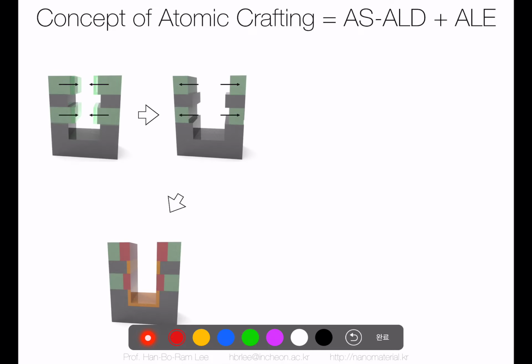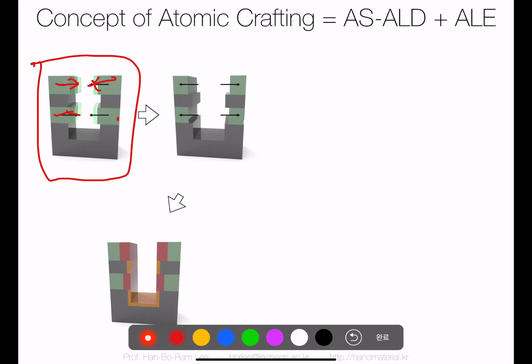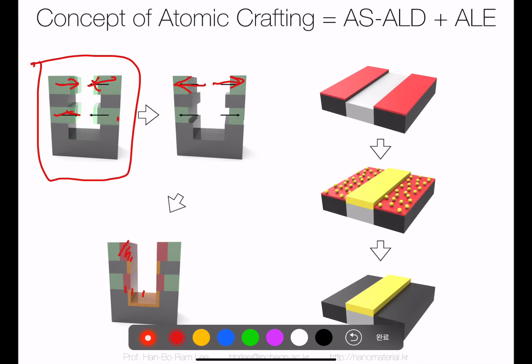So I really want to show the concept of atomic crafting. We have a three-dimensional structure, selective growth, and then selective etching. With selective growth alone, we deposit selectively only here, but the blocking of the selective growth material on the non-growth area is not perfect. Then we just etch out only here. So we can make a perfect selective growth using atomic crafting.